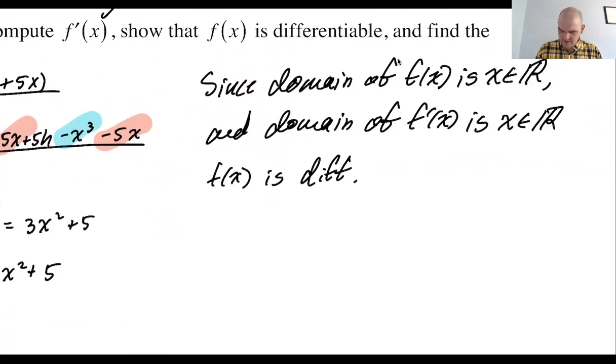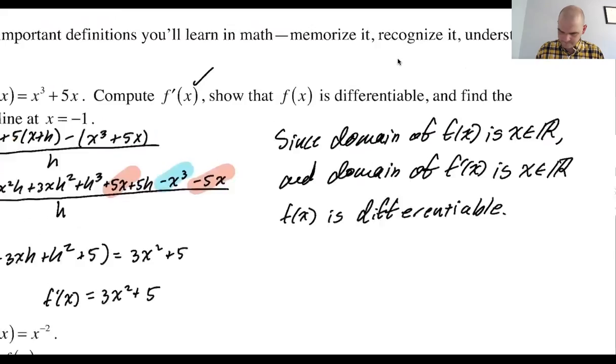So we can just outright say it's differentiable. Right? So if the domain of f was all reals, and the domain of f prime was all reals except for 2, like for some reason the derivative doesn't exist at 2, then the function wouldn't be differentiable on its domain and therefore is not differentiable. It's like one bad apple ruins the bunch.